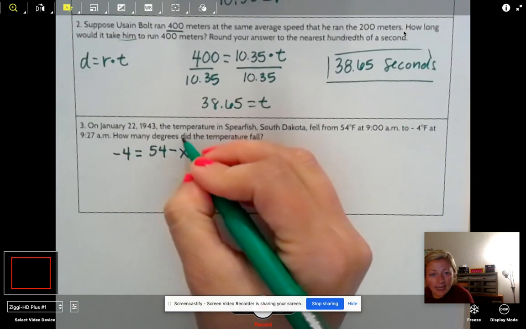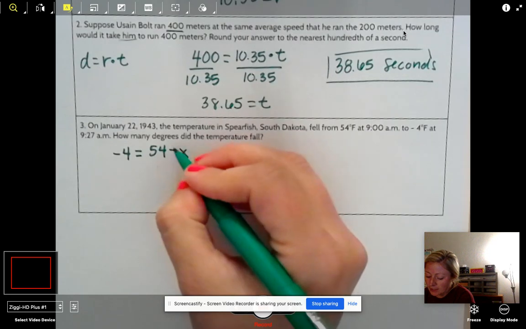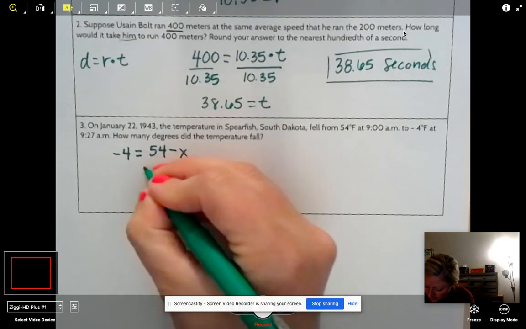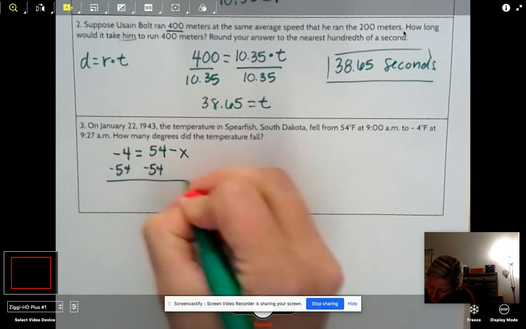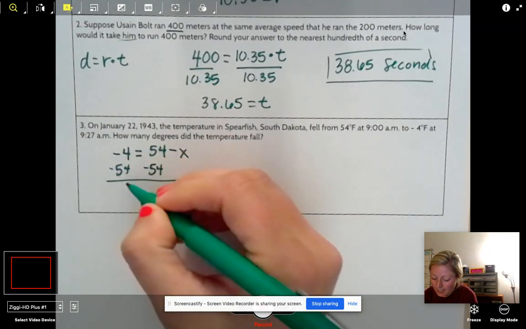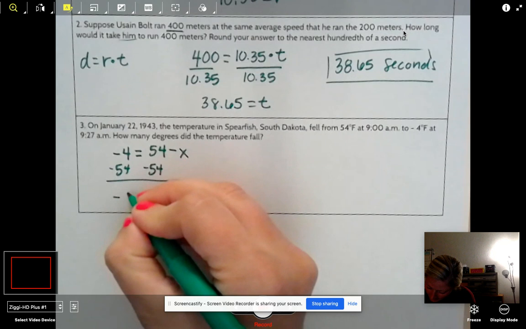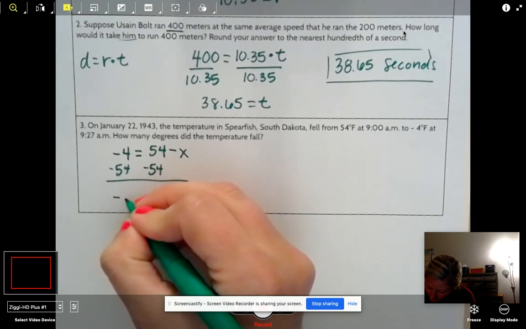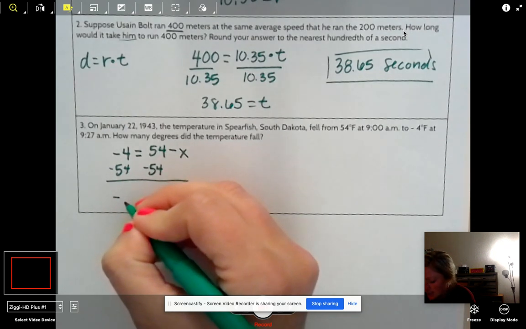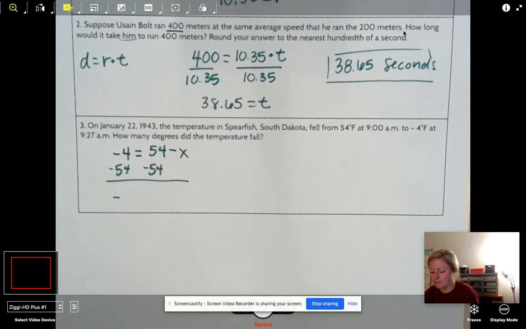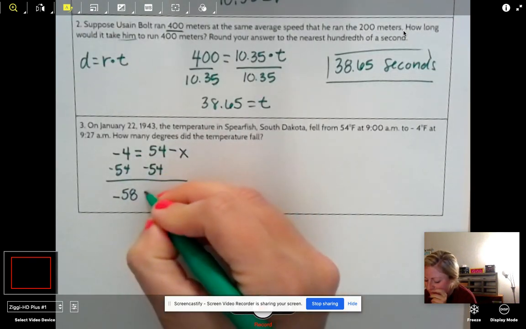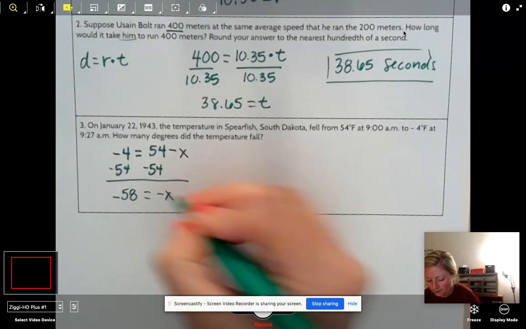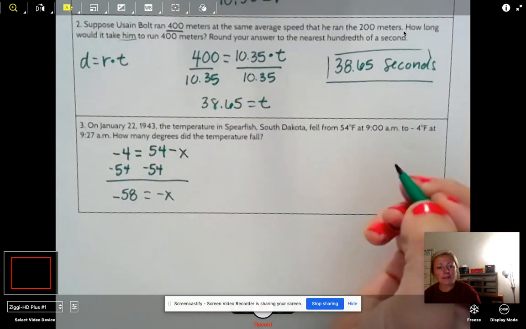So I want to get x alone here. How do I get x alone? Well, I have to subtract that 54 from both sides. So -4 minus 54, minus a positive 54, is -58. Sorry, brain fart. We're good. And now I have -58 equals -x.